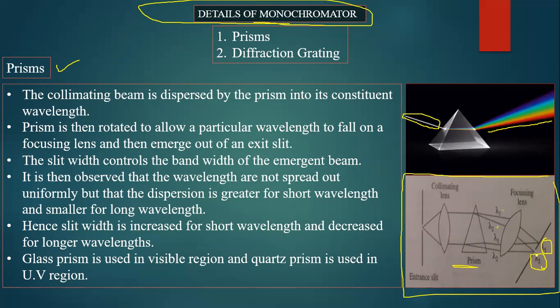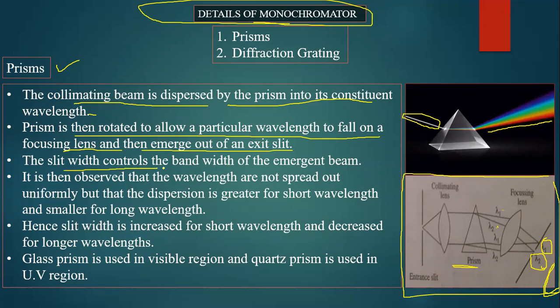The required wavelength you can select with the help of the slit, and that wavelength falls upon the sample, and the analysis of the sample can be carried out. This is how the technique works. The collimated beam is dispersed by the prism into its constituent wavelengths. The prism is then rotated to allow a particular wavelength to fall on the focusing lens and then emerge out of the exit slit.